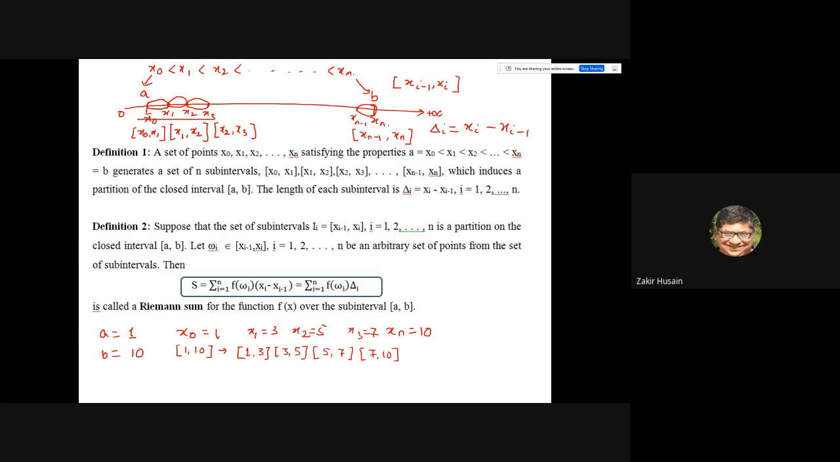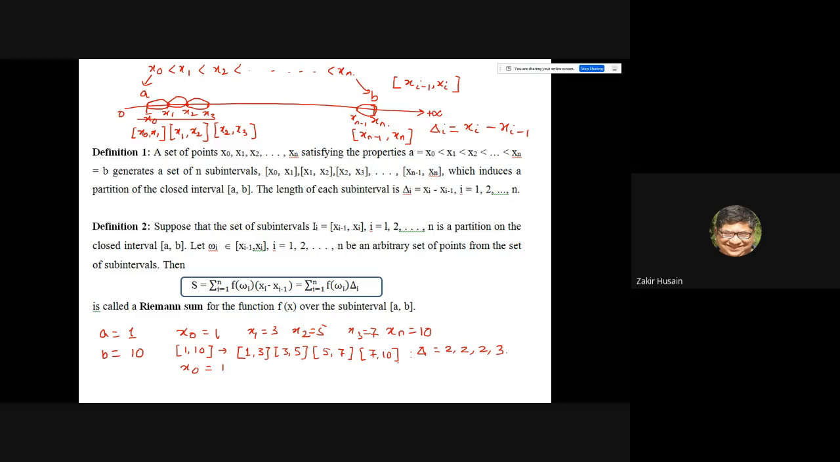So what are the gaps over here? What is the length of the subinterval? So 2, 2, 2 and 3. Okay. Now, Kritika, can you give me some other combination?